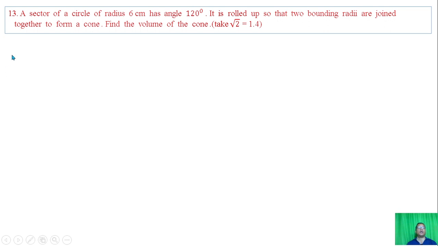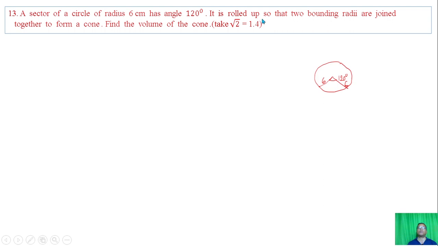Question number 13. A sector of a circle of radius 6 centimeter has angle 120 degree. This is the sectorial angle, 120 degree, and the radius is 6.